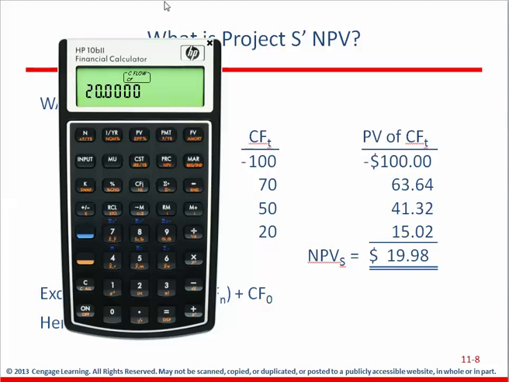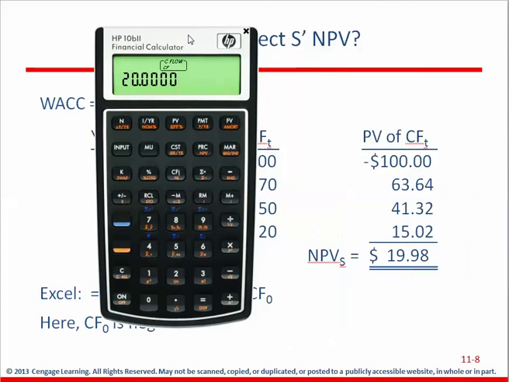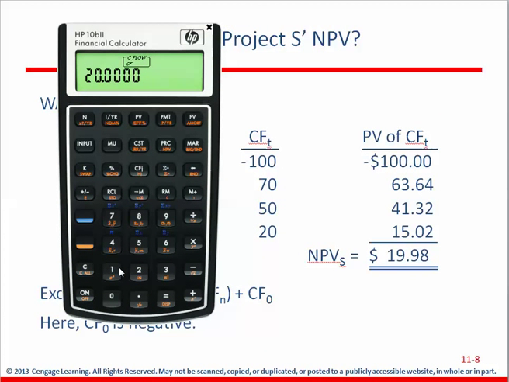And they both have the same weighted average cost of capital, right? Yep. So we're going to input 10 again as my interest rate. And again, I'm going to calculate the NPV, 19.98, okay? So that's all there is to it.